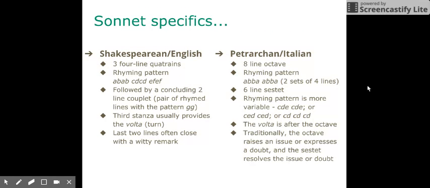So, some sonnet specifics. There are two listed here, the two main ones. But there actually are other sonnets that exist in the world, like the Spenserian sonnet, the unidentifiable sonnet. If any of you have read Asmodeus, it's kind of like a sonnet, but different.